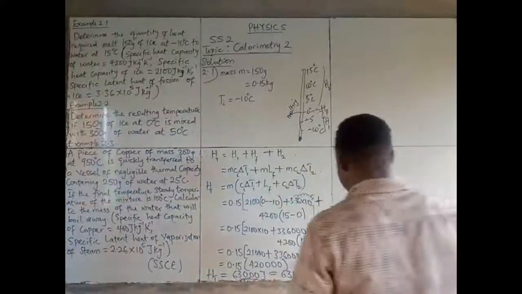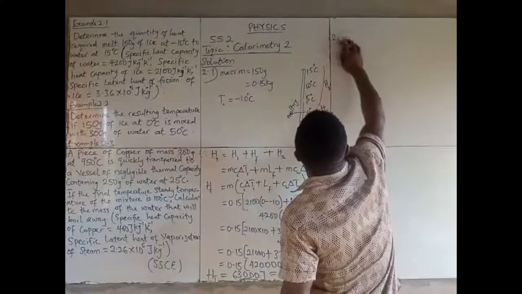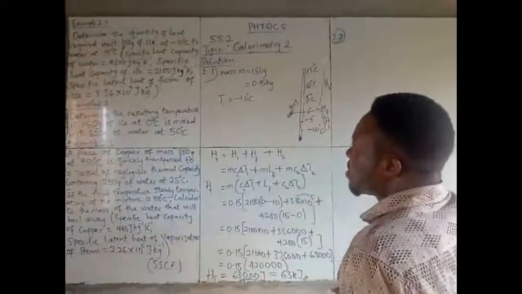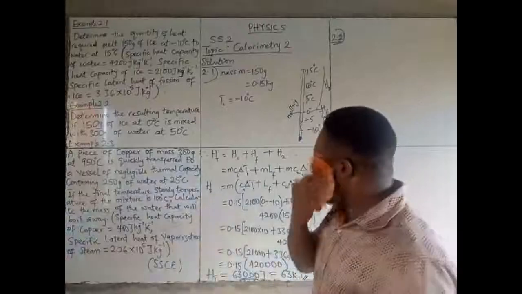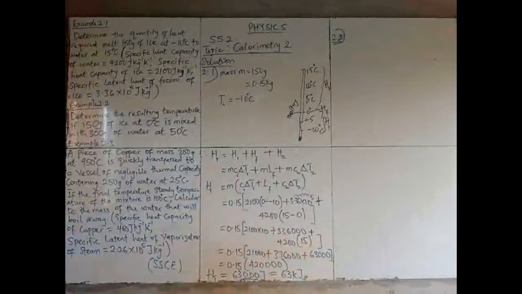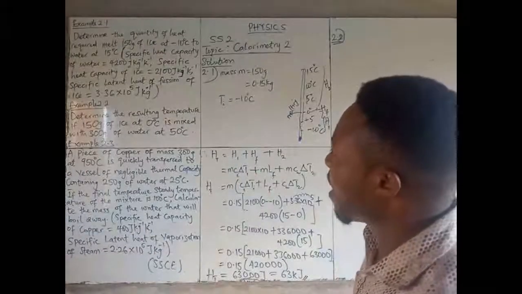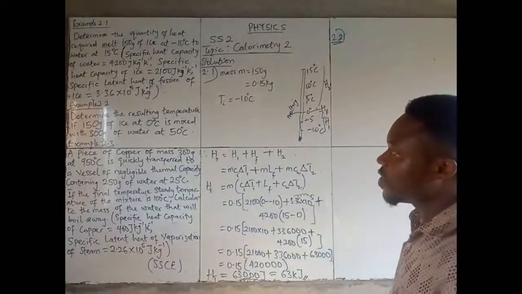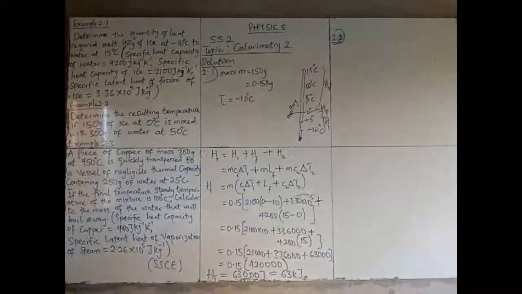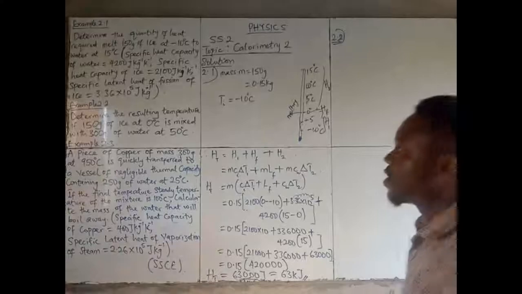Now we move to the next question. Question 2.2. Determine the resulting temperature if 150 grams of ice at 0 degrees Celsius is mixed with 300 grams of water at 50 degrees Celsius. We have two combinations here.